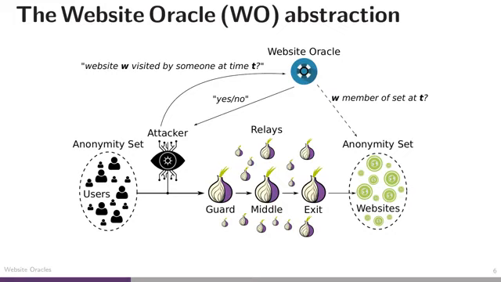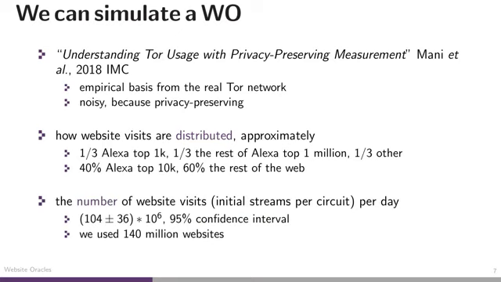So one way to look at what the website oracle does is that it performs a membership query on the destination anonymity set of all possible websites that are visited at a particular point in time by anyone from Tor. This kind of abstraction is actually quite easy for us to simulate. And once again, we're going to be leaning on the Mani et al. survey I mentioned earlier, where they performed a privacy preserving measurement of real Tor network traffic.